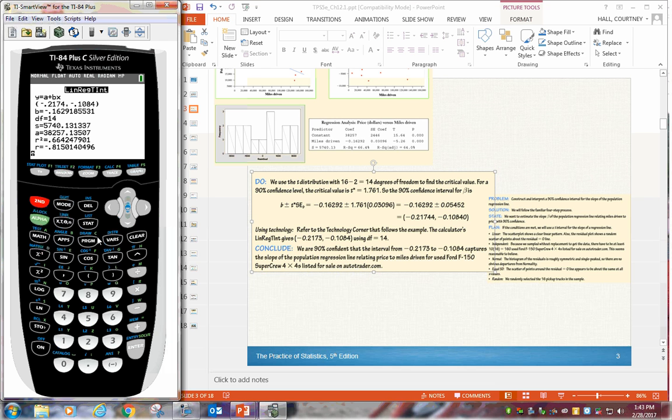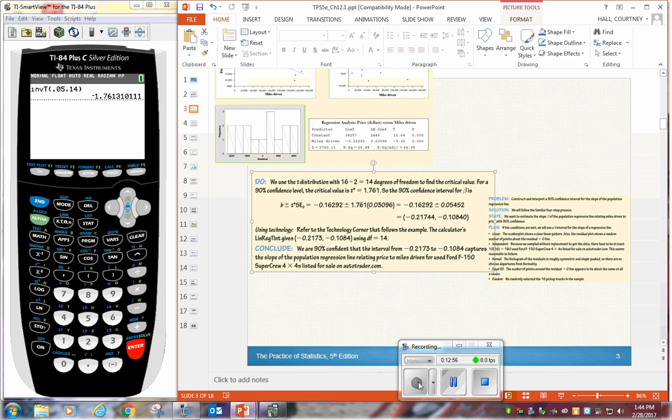So we want to do second vars. We're doing an inverse T. So number 4. The area is going to be 0.05, and the degrees of freedom would be 14. Again, that's because we have 16 points in there, and we subtract 2. And when you run that, you'll see that we have our t-value of 1.761.